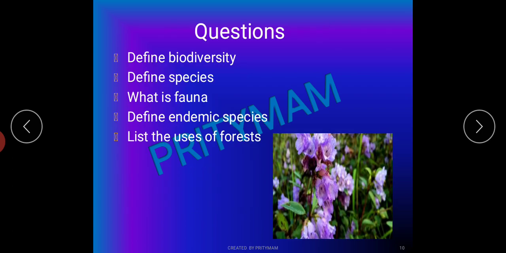So these are some of the questions that you are going to write the answers to in your books. First question, you are going to define what is biodiversity. You are also going to define what is the meaning of species, what is fauna, flora and fauna. You know that we have discussed that. Also define endemic species, and you are going to list the uses of the forest.